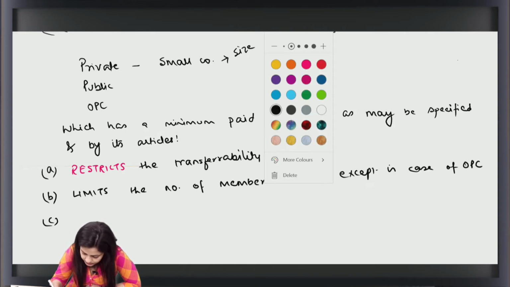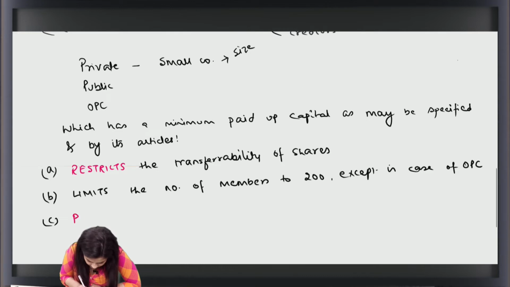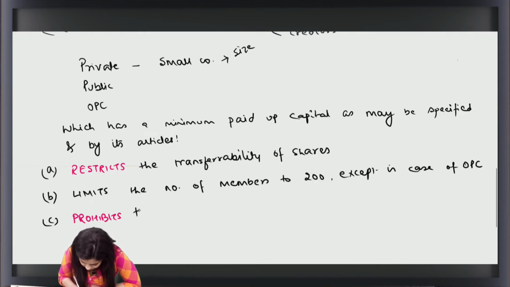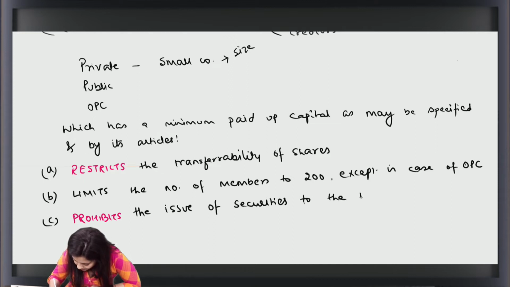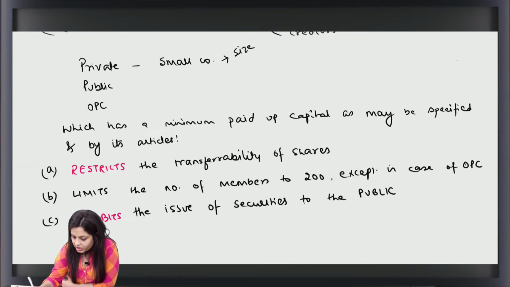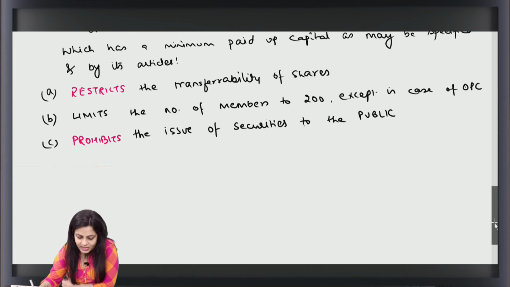And third, prohibits the issue of securities to the public. Okay, so the articles of every private company must have these restrictions. So every private company, not just one or two, every private company must have these restrictions.